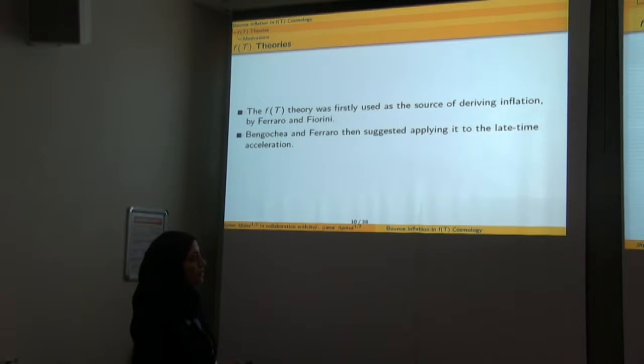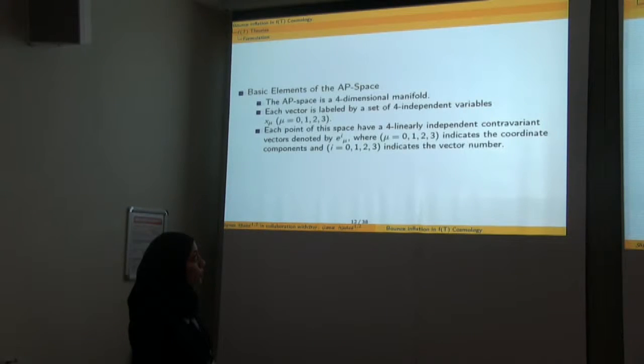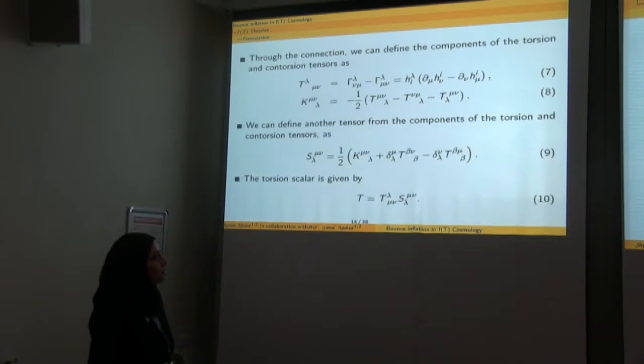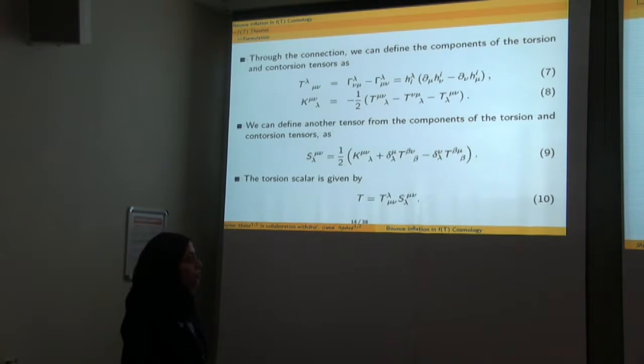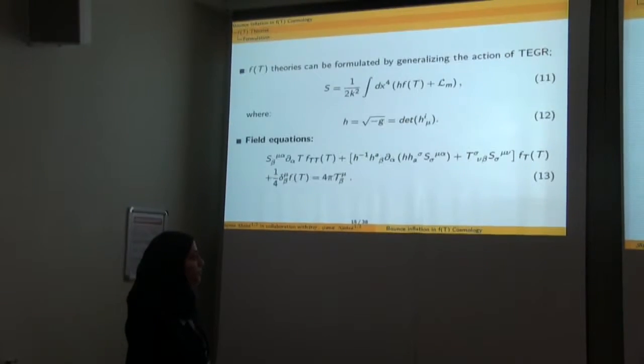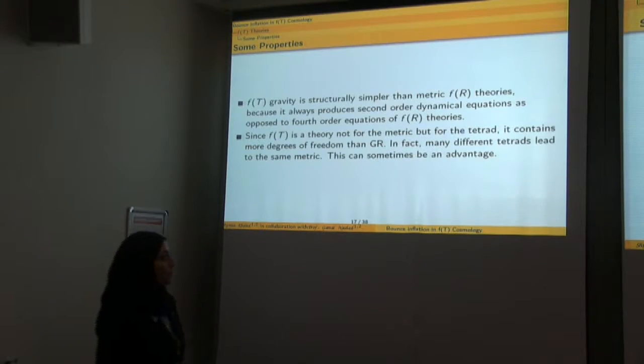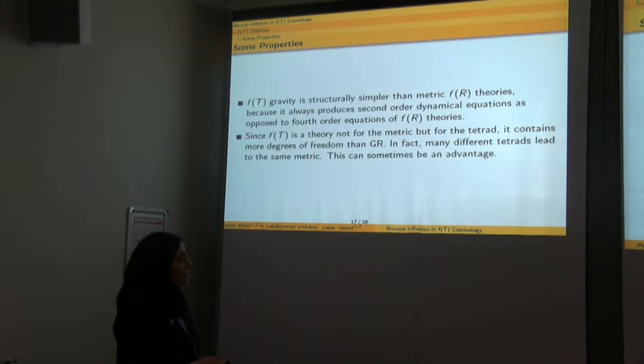It's applied for late time acceleration. The formalism of the theory is the element of the tetrad space and the contortion and torsion tensors, and finally the torsion scalar. Like f(R), this is the action for f(T) and the field equation. The properties of f(T) theory are that it produces second order dynamical equations, and it contains more degrees of freedom than GR.